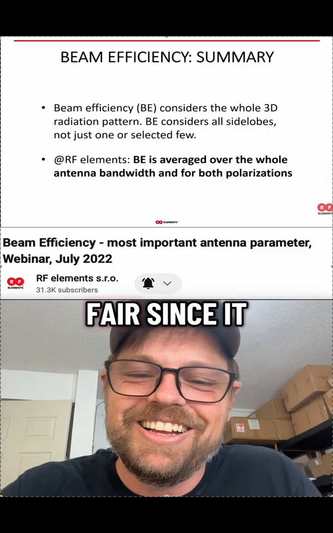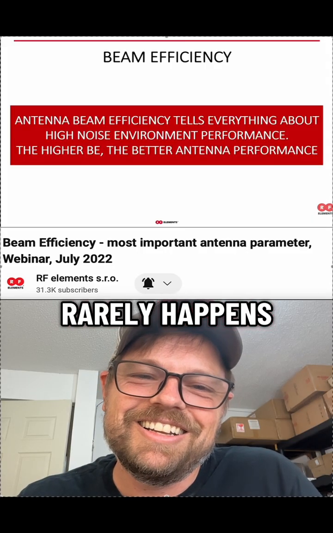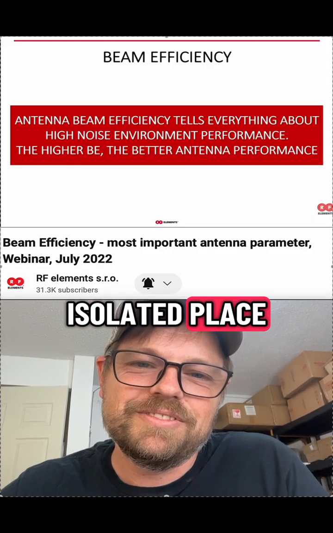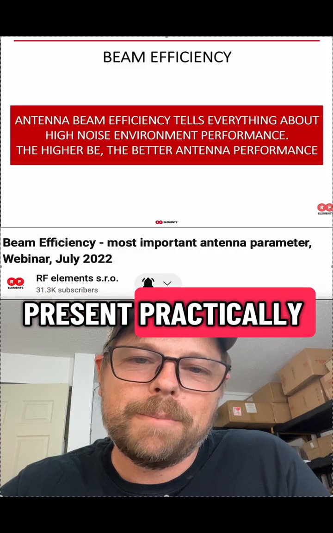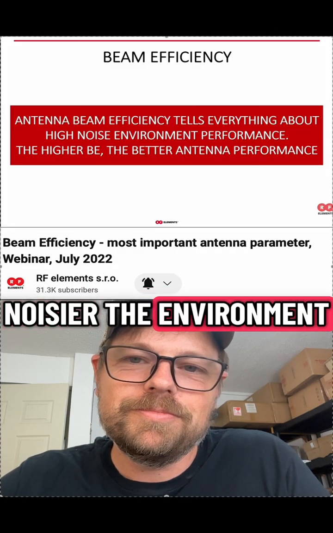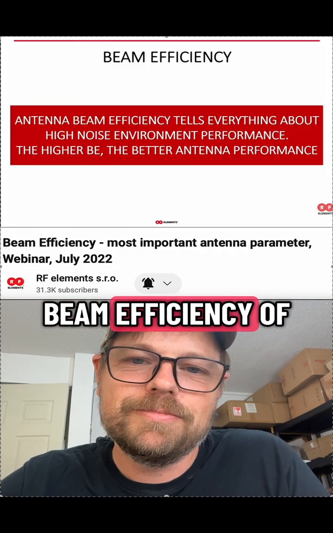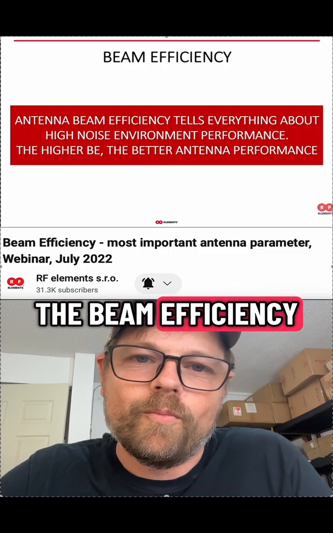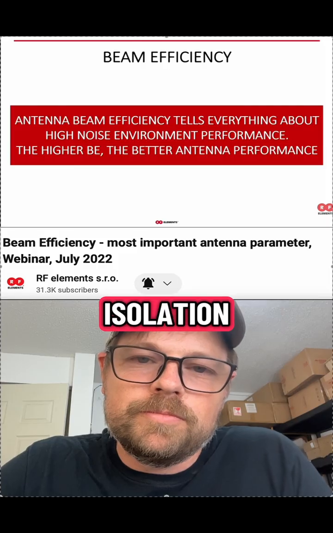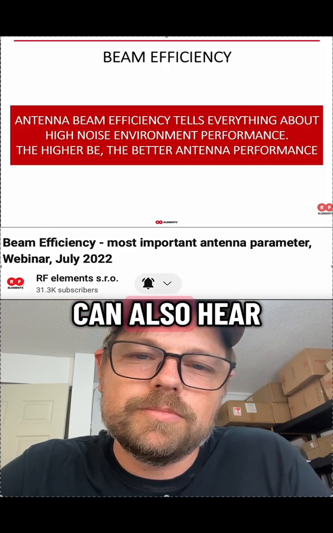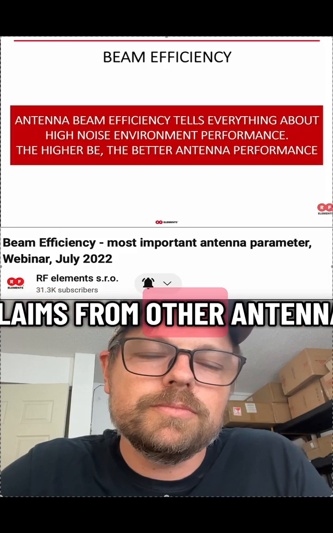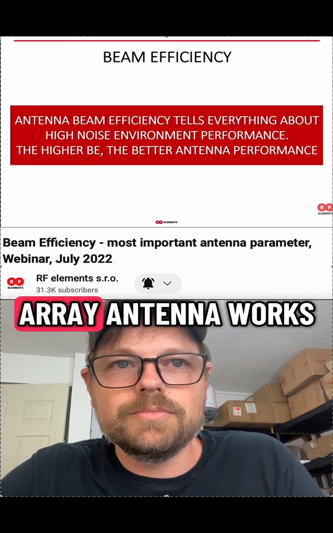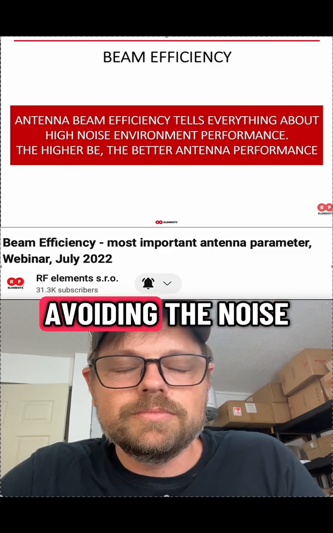The comparison is fair. Since it rarely happens that a wireless link is situated in a completely isolated place, interference is present practically everywhere. The noisier the environment, the more important the beam efficiency of an antenna becomes, because the higher the beam efficiency, the better the noise isolation. And recently you can also hear claims from other antenna manufacturers saying, for example, this sector patch array antenna works like a horn in terms of avoiding the noise.